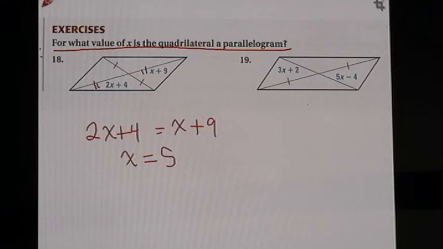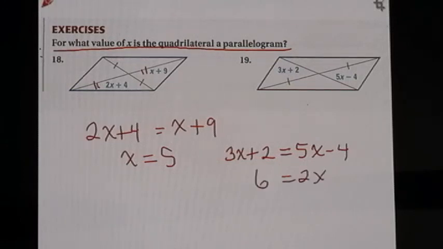Okay, on the next one, the same thing is true. You need to recognize that for it to be a parallelogram, it has to have bisected diagonals. They're driving that point home. So 3x plus 2 has got to equal 5x minus 4. Moving your 3 over, you get 2x. Moving your 4 over, you get 6. Divide by 2, and you get x is equal to 3.